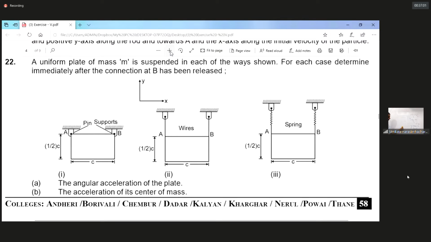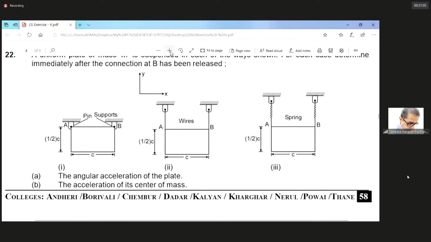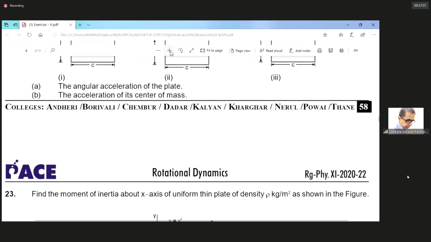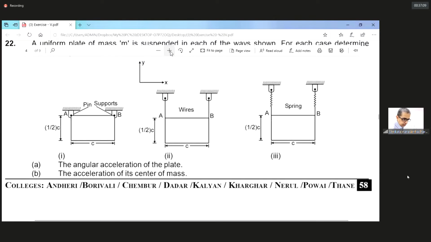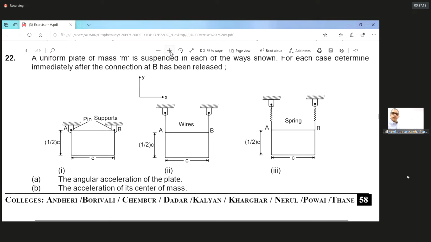What's the third part? Or is it only A and B subparts? Only A and B. Okay. All of you are solving the problem, right? Yes, sir.